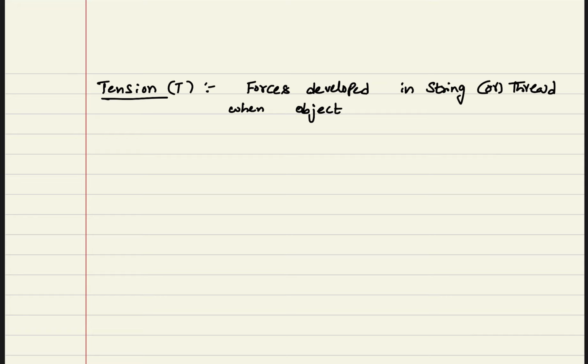Okay. Next force is tension. Tension T. Tension is nothing but the forces developed in strings or threads when objects are connected to a string or thread.